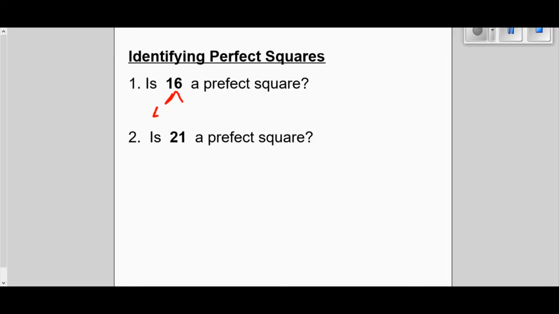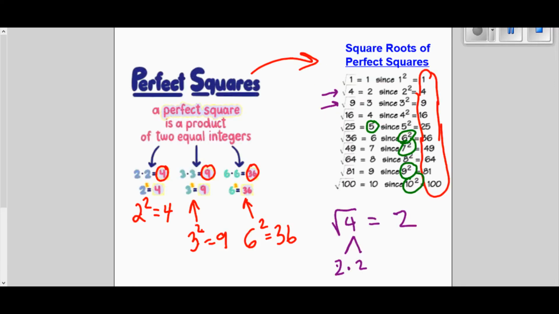So 16 would be 4 times 4. So yes, it is a perfect square. And you could have just checked, if I go back for a moment, you could have just checked our list of numbers. So 16 was in our list, it was right here. So it is a perfect square.